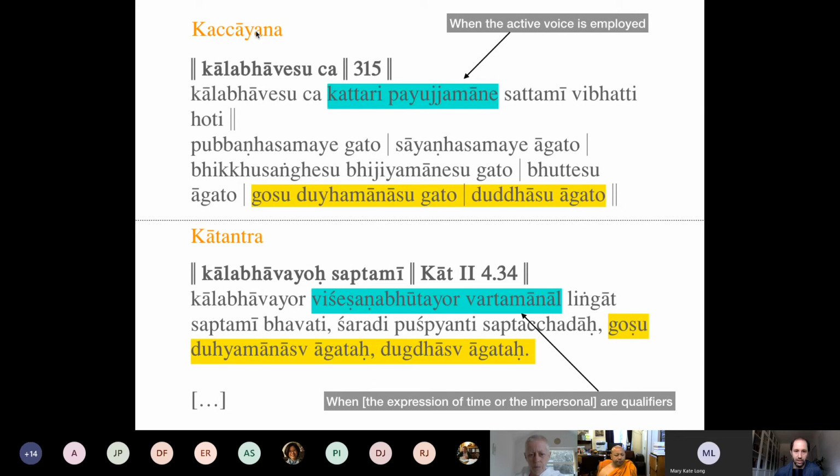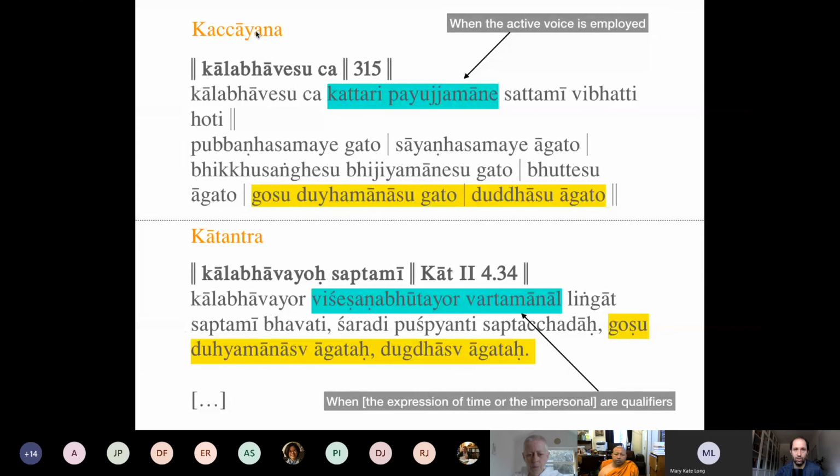It says that the Saptami Vibhakti, the seventh case, will be used when they are qualifiers. That means when the expression of time, kala, or the expression of the impersonal, they are qualifiers, visheshana. So qualifiers of what? Qualifiers of the verb. So kriya visheshana means adverb. So when they are used in an adverbial sense, then you use the Saptami Vibhakti.